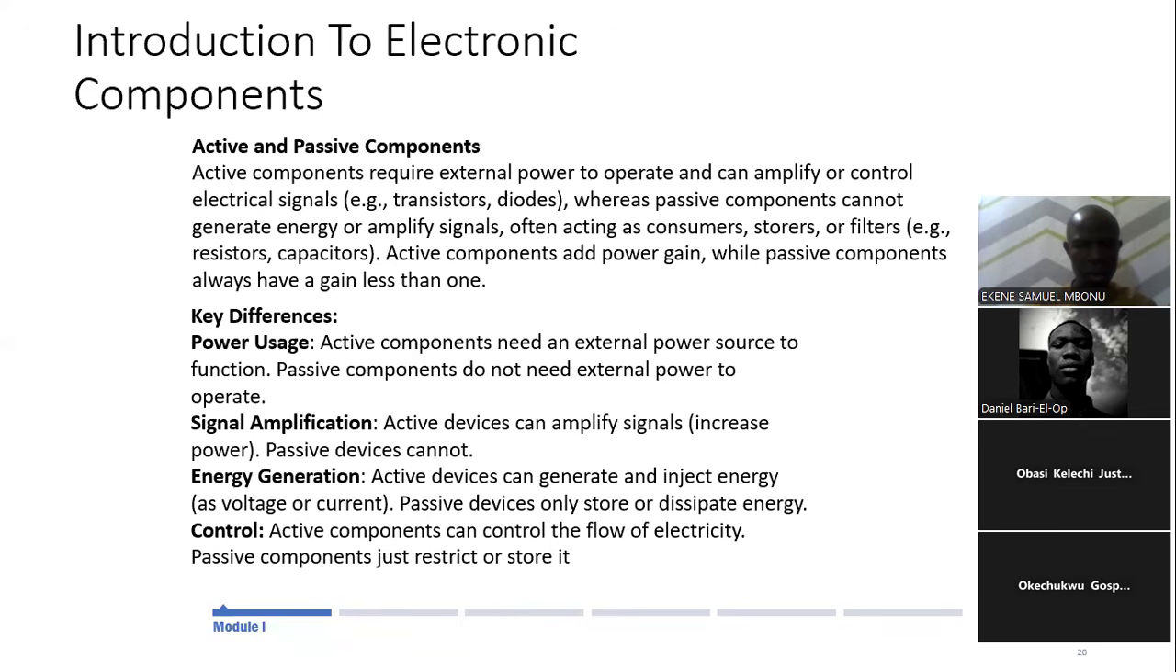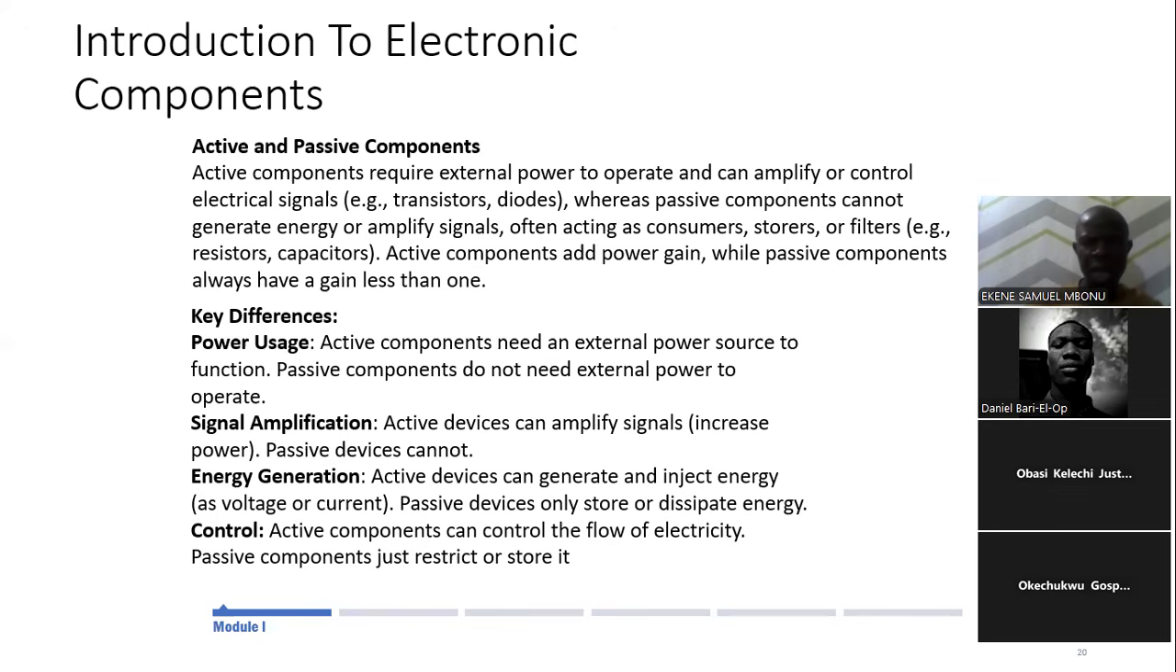Active components require external power to operate and can amplify or control electric signals, for example transistors and diodes, whereas passive components cannot generate energy or amplify signals, often acting as consumers, storers, or filters, for example resistors and capacitors. Active components add power gain, while passive components always have a gain less than 1.